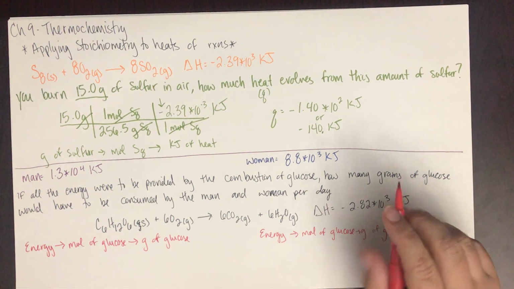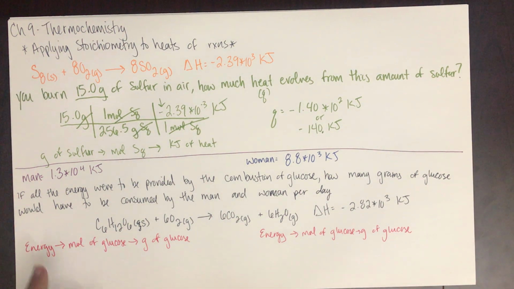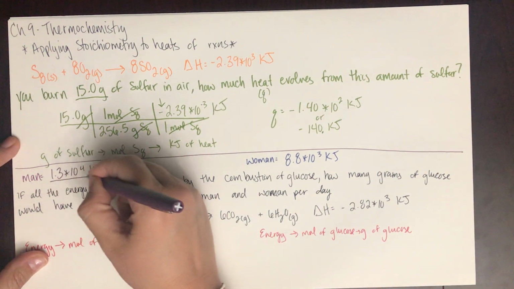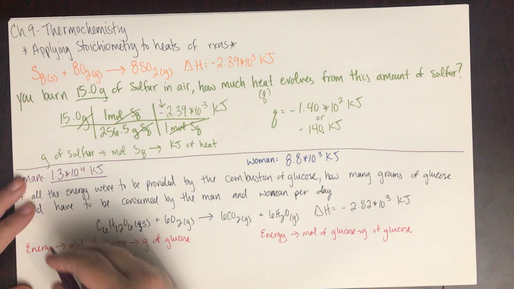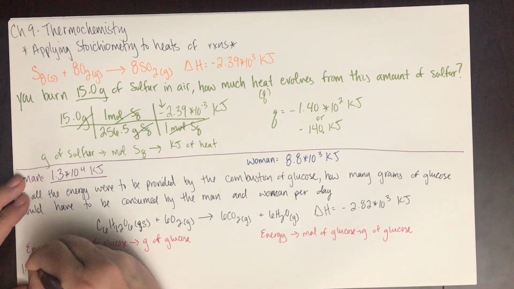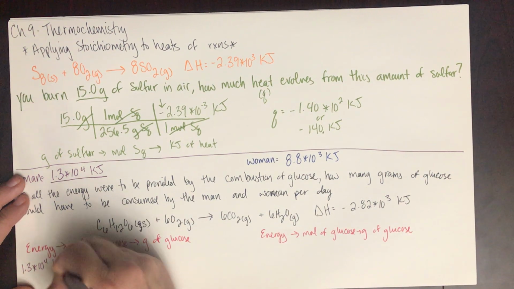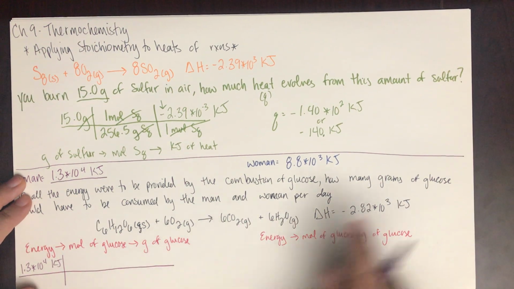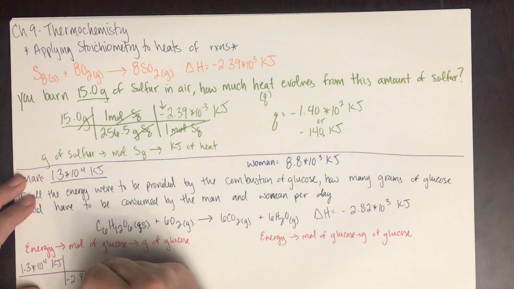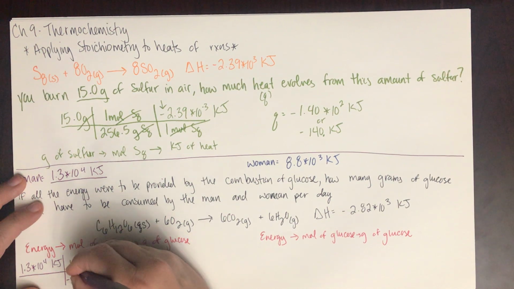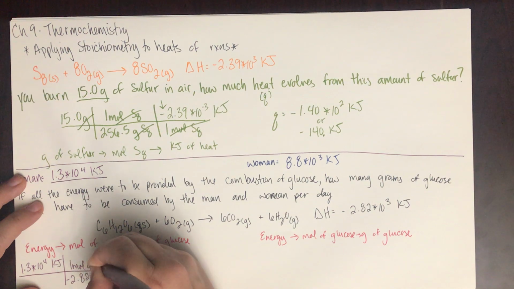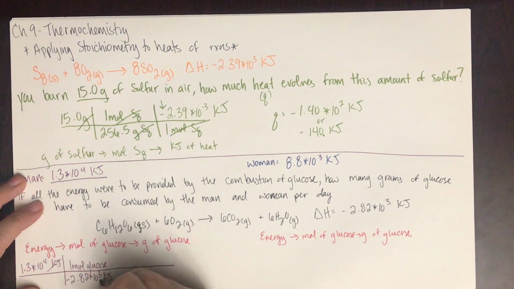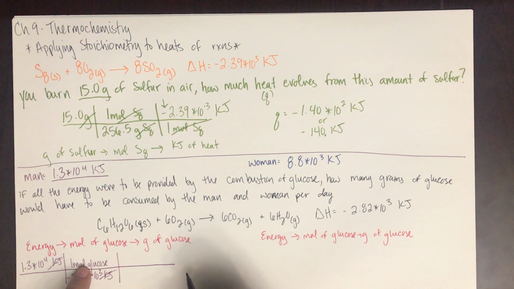Okay, so let's do the man first. So 1.3 times 10 to the 4th kilojoules. I want to convert energy to moles of glucose. So I know that negative 2.82 times 10 to the 3rd kilojoules is in 1 mole of glucose. So kilojoules of energy have now canceled. So now I have moles of glucose.